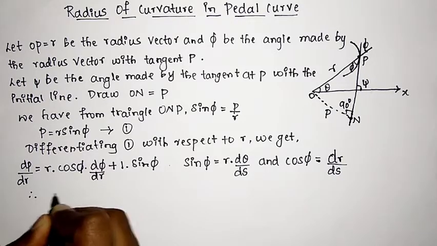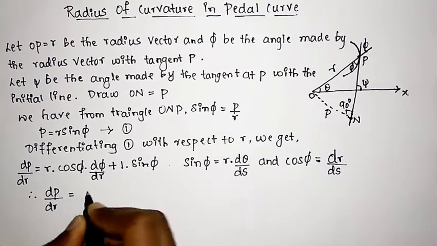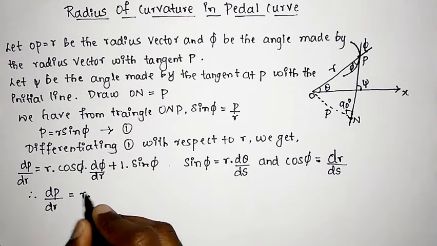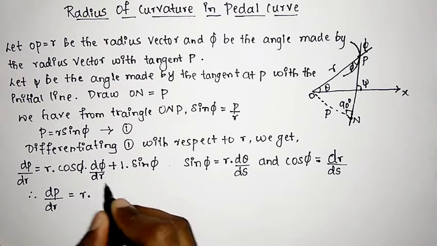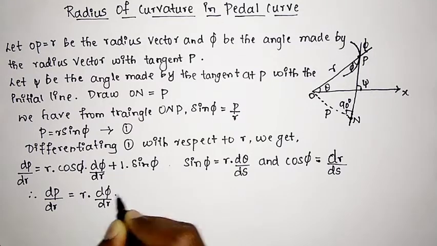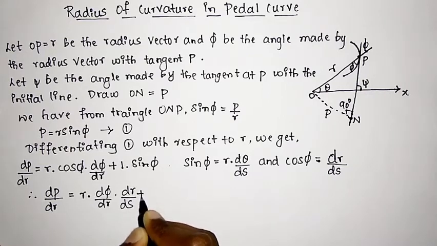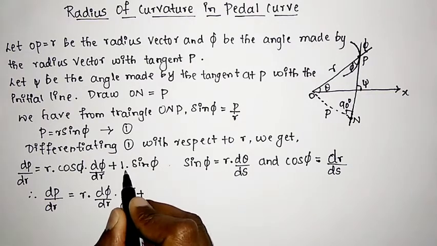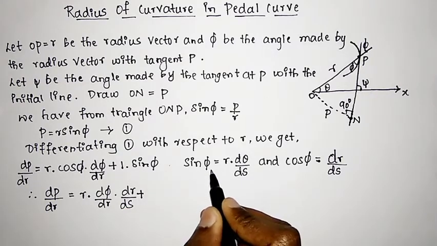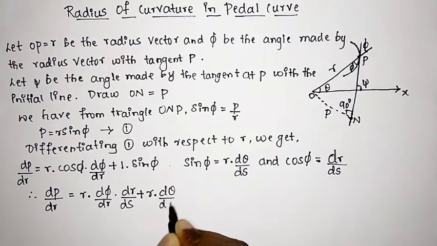So therefore we can write the differentiation of p with respect to r as r into, substituting cos phi equal to dr upon ds, d phi upon dr into dr upon ds, plus 1 into sin phi. So 1 into sin phi is nothing but only sin phi, and sin phi is written as r into d theta upon ds.